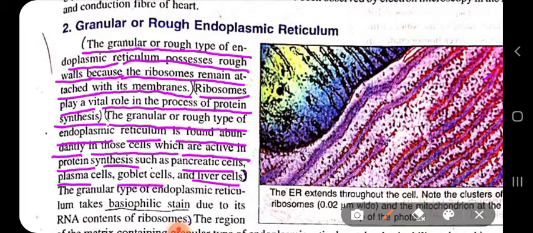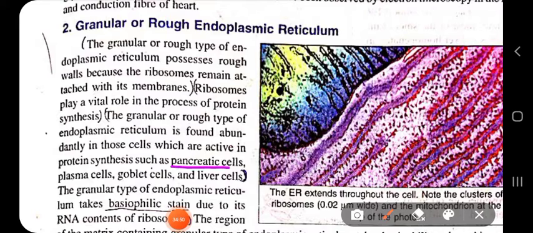So, this granular or rough type of endoplasmic reticulum is found mostly in cells that are continuously involved in synthesizing proteins which have to be secreted out from the cell. For example, granular or rough endoplasmic reticulum is found in the pancreatic cells, the plasma cells, goblet cells, and liver cells.